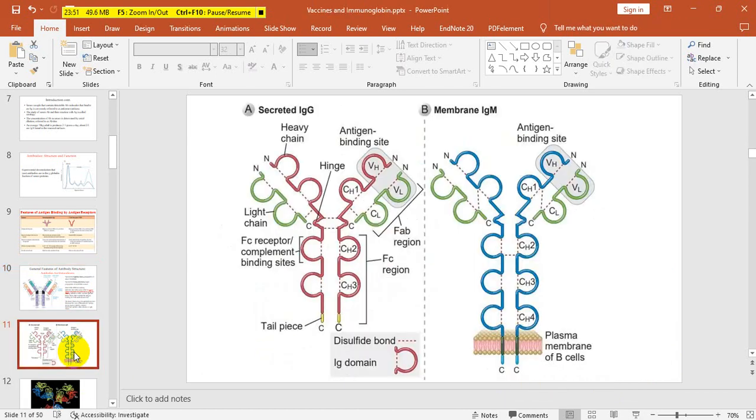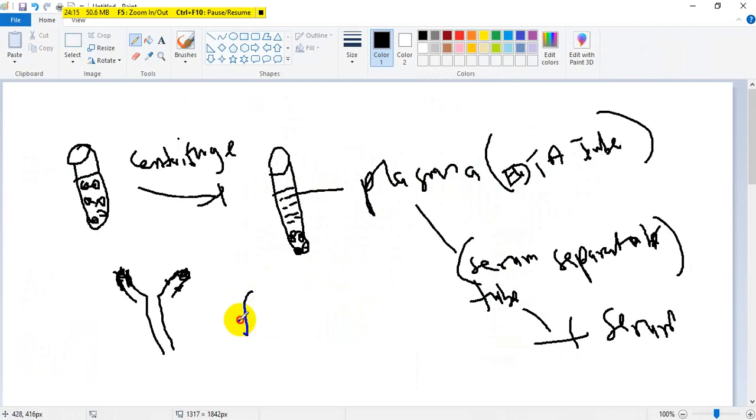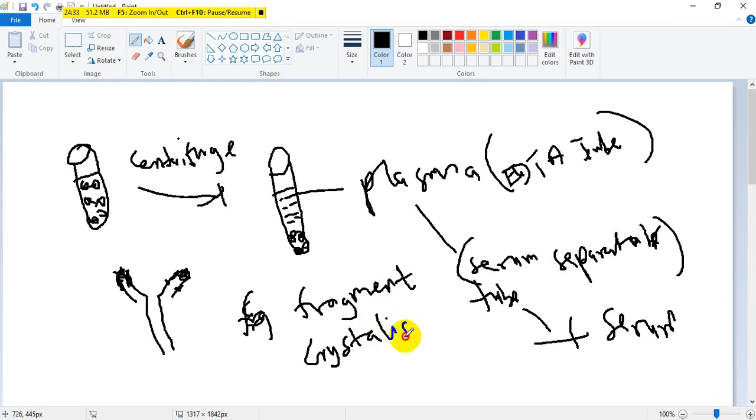Okay, so this is the structure. I told you that this is the FC region. The FC region is from here to here, so all this tail is the FC region. It's called FC region because of an experiment that was conducted. The FC region is called fragment crystallizable region, because it was treated with some chemicals and it crystallized. So we call it fragment crystallizable.